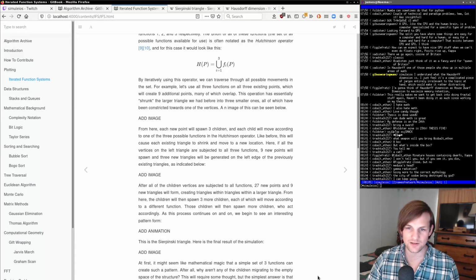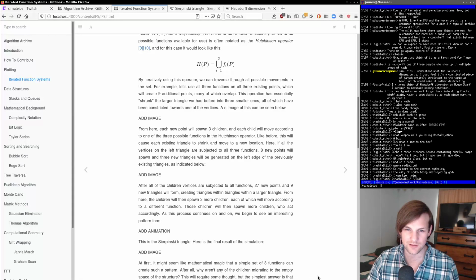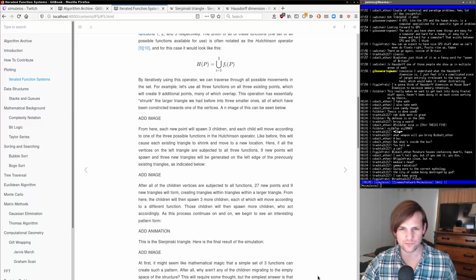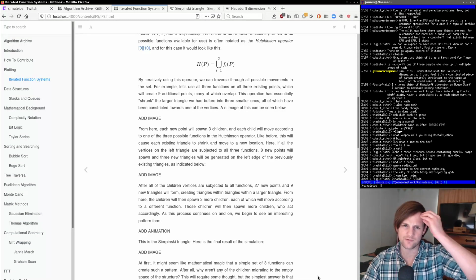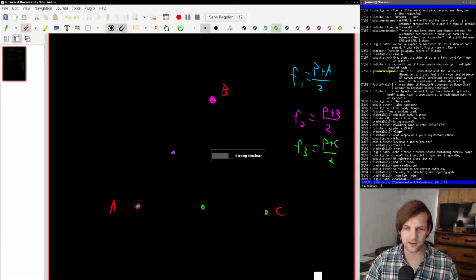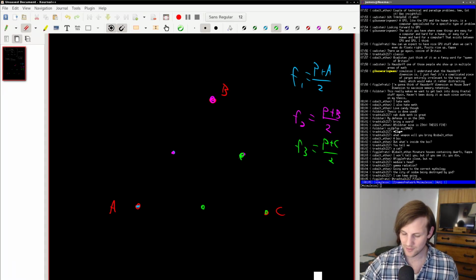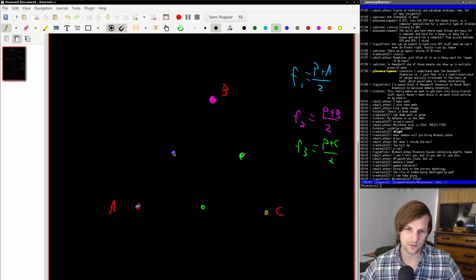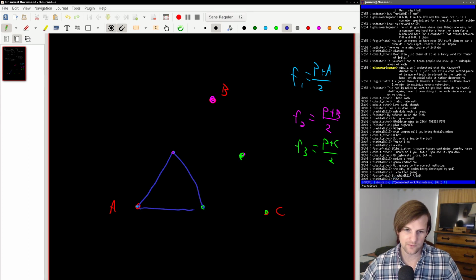So the next animation I need to do is here, if all vertices on the left triangle are subjected to all 3 functions, 9 new points will spawn, and 3 new triangles will be generated on the left edge of the previously existing triangles. So I need to show here, and this one's a bit more nuanced, that if we use this triangle, I'm going to draw it here, and we do function 1 to this triangle, it'll generate a new triangle here.